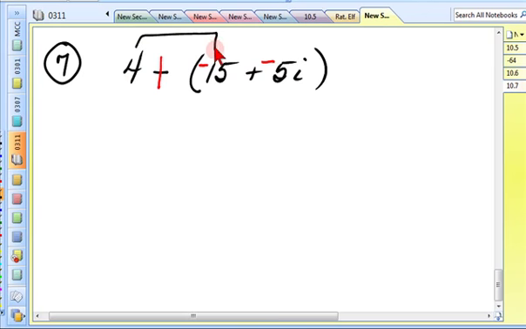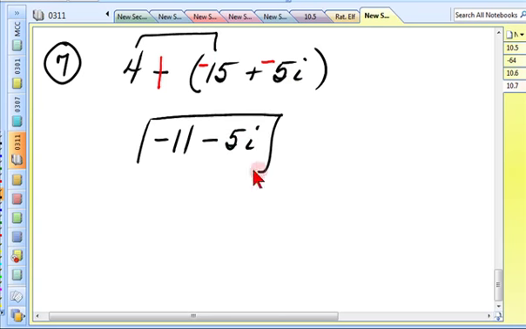So now I still combine the real parts. I have a positive 4 and a negative 15 for negative 11. And I don't have any other imaginary term, so I'm going to have minus 5i. You could call it plus negative 5i, but I like to avoid double signs.